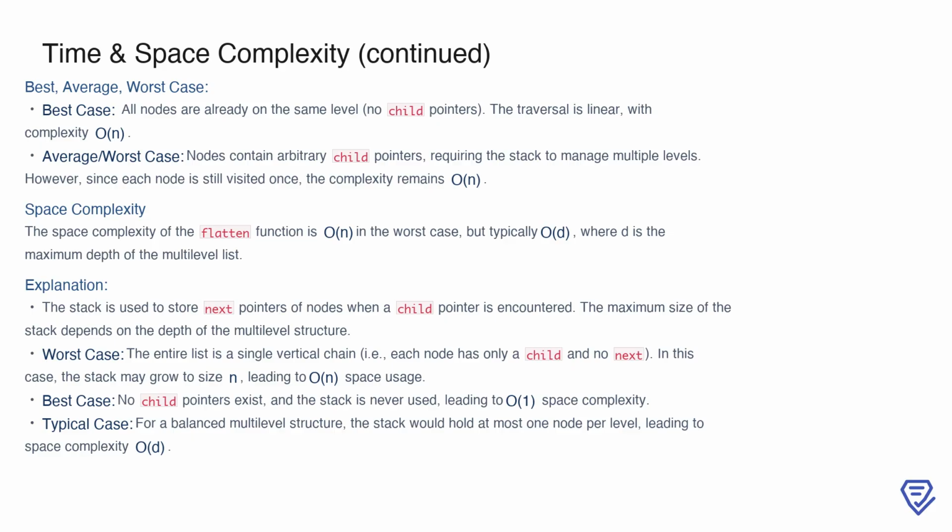Moving to space complexity, it depends on the structure of the multilevel list. In the worst case, where the list is a single vertical chain of nodes with only child pointers, the stack can grow to size n, leading to O(n) space complexity. In the best case, with no child pointers, the stack is unused, resulting in O(1) space complexity. Typically, for a balanced multilevel list, the stack holds at most one node per level, giving a space complexity of O(d), where d is the maximum depth of the list.